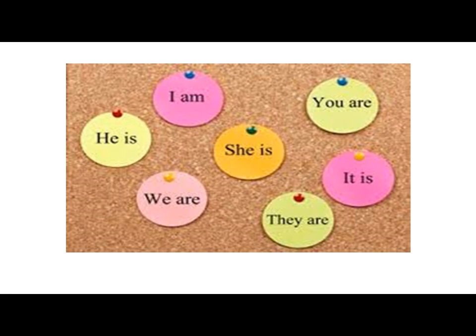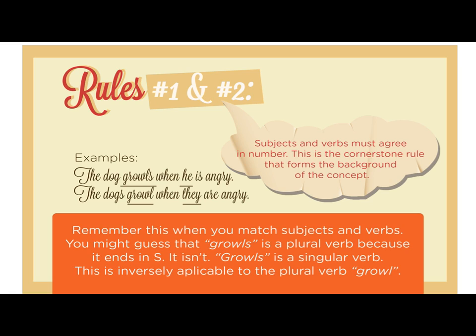Look at this board. He is, I am, we are, she is, they are, you are, it is. So this is the agreement between the singular and the plural, subject and verb. Now we are going to learn the rules. This is the first rule. Subjects and verbs must agree in number. This is the cornerstone rule that forms the background of the concept.